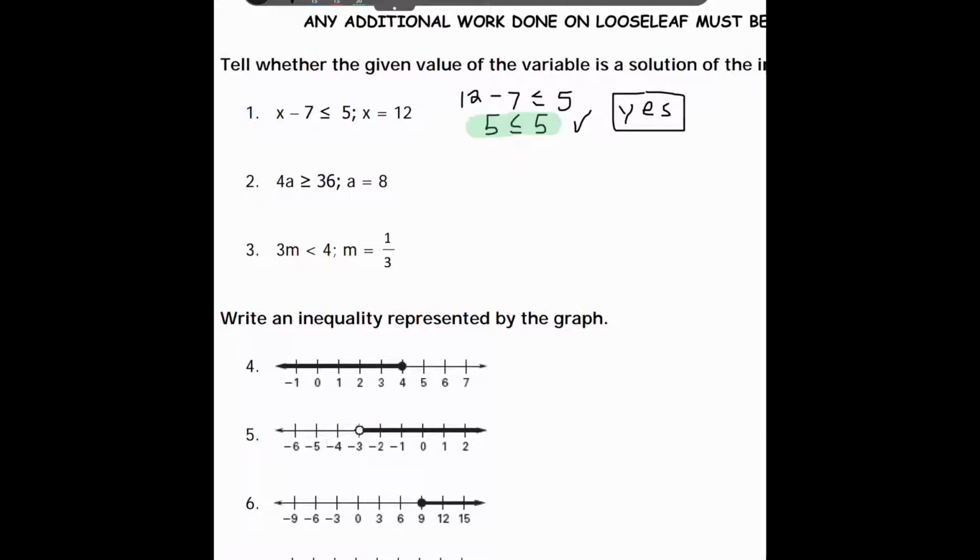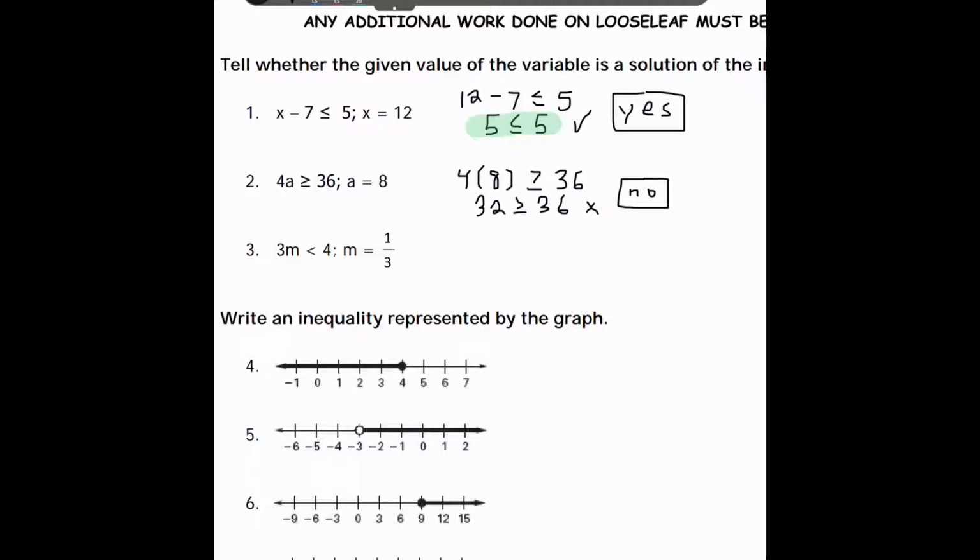Number 2. 4a is greater than or equal to 36. I'm going to substitute the value of 8 into a, and I'm going to use parentheses when I substitute. 4 times 8 is 32. And is that value greater than or equal to 36? No. 32 is not bigger than 36.